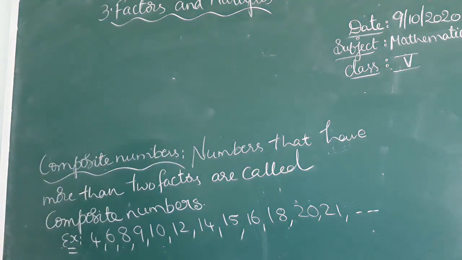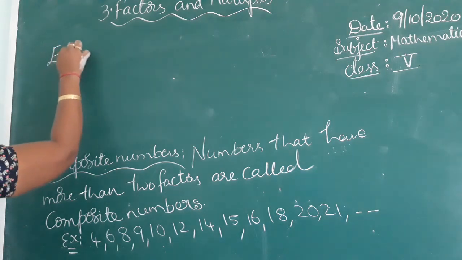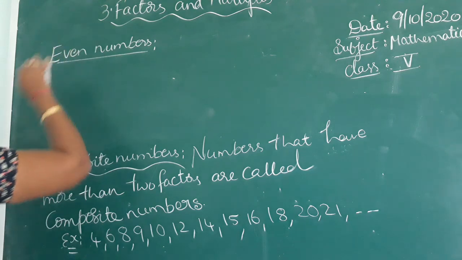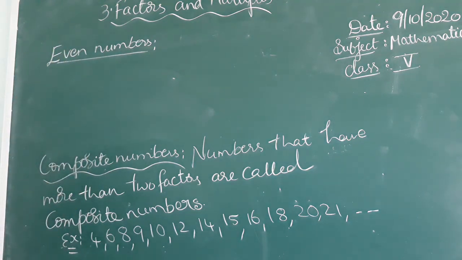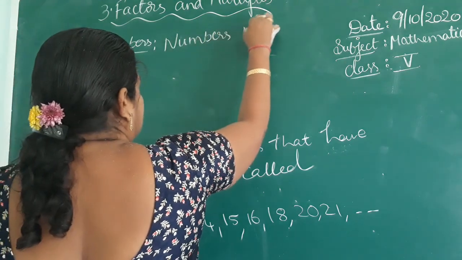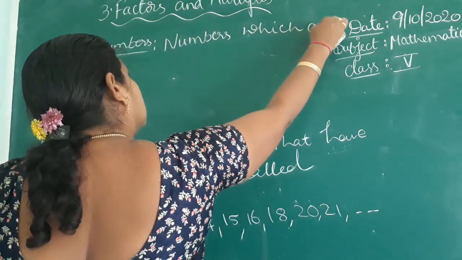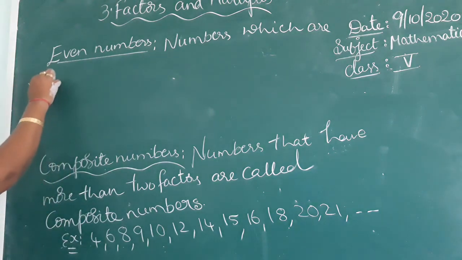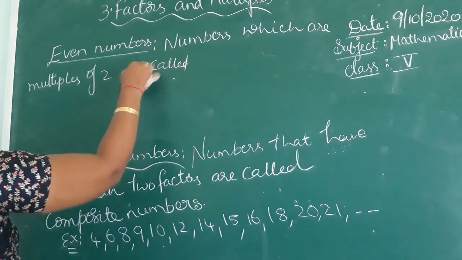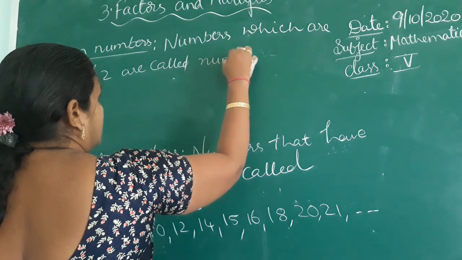What are even numbers? Numbers which are multiples of 2 are called even numbers. The numbers which are multiples of 2 are called even numbers.